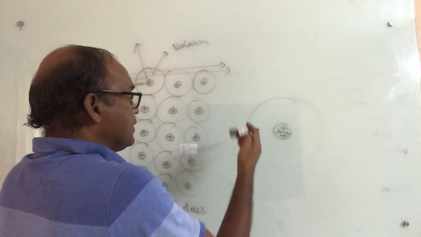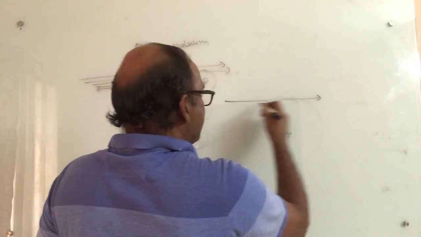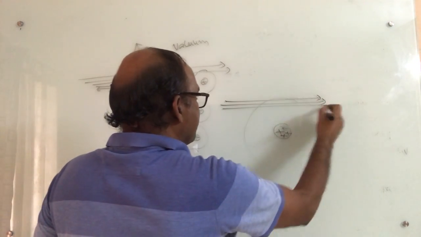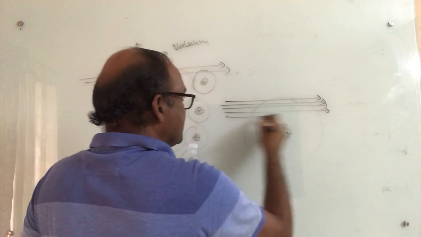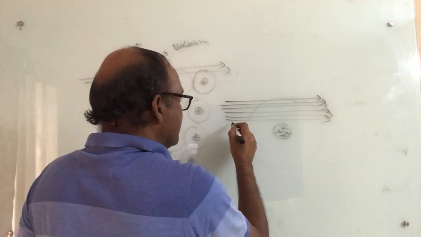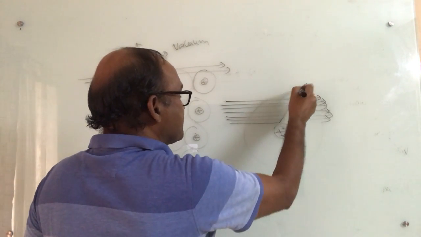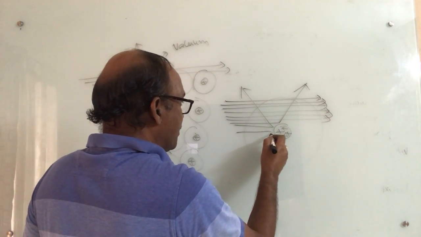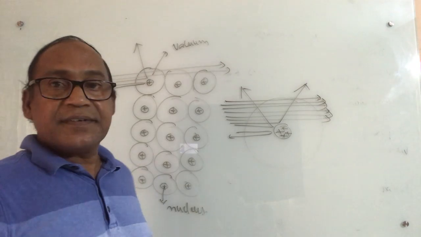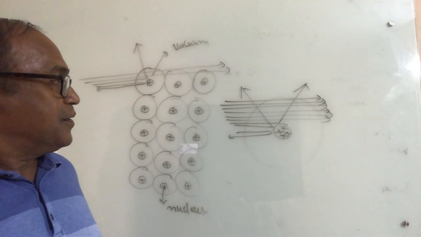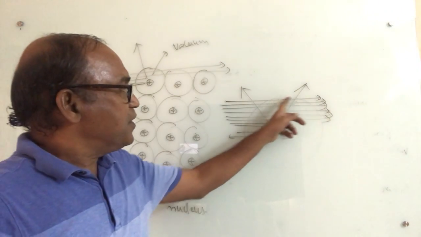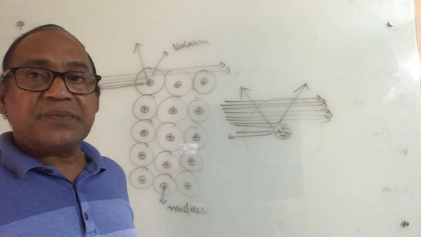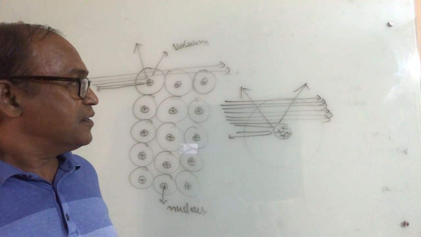Here you see that if an alpha particle is moving, there is no deflection, no deflection. There is a chance of having some deflection, and there is a strong deviation like this. So this type of atomic structure is expected from these observations.